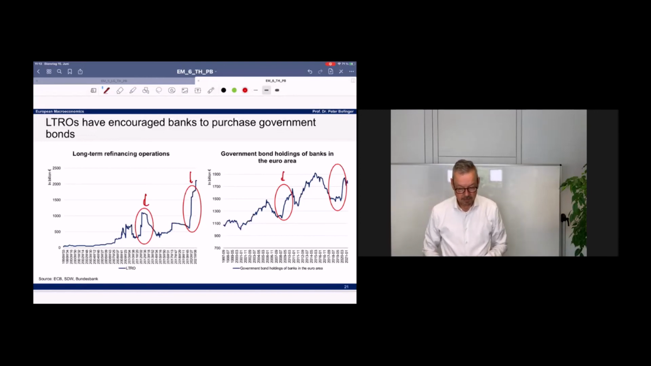So LTROs, as the ECB would say, we use them to encourage banks to lend to the private sector. This may be the case, but it's a very nice instrument for indirectly targeting long-term interest rates by incentivizing banks to use funds for the purchase of government bonds.